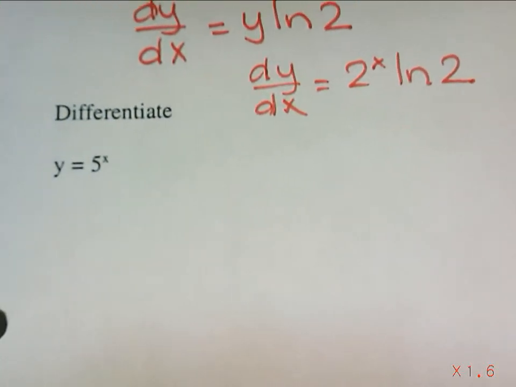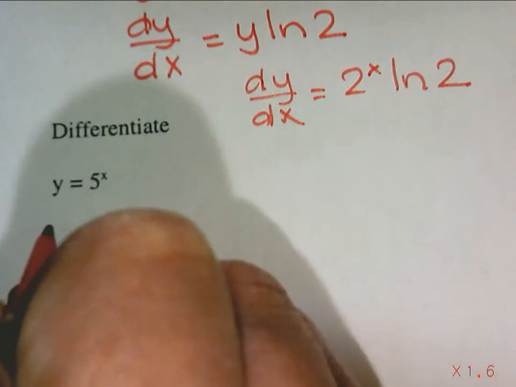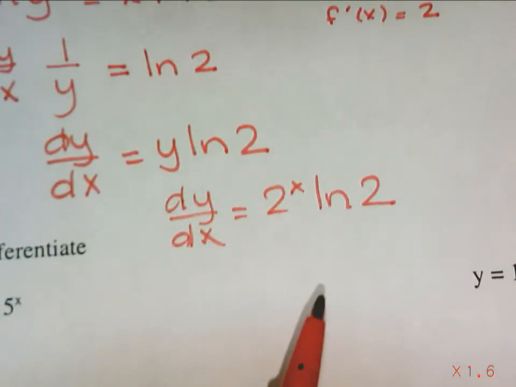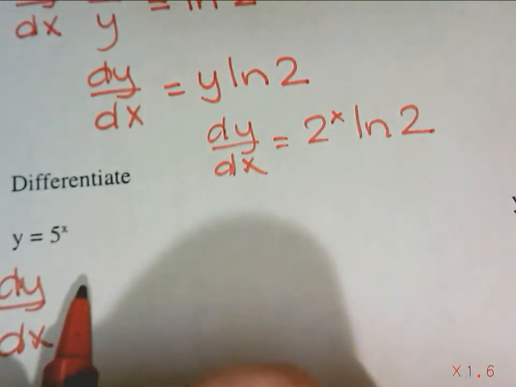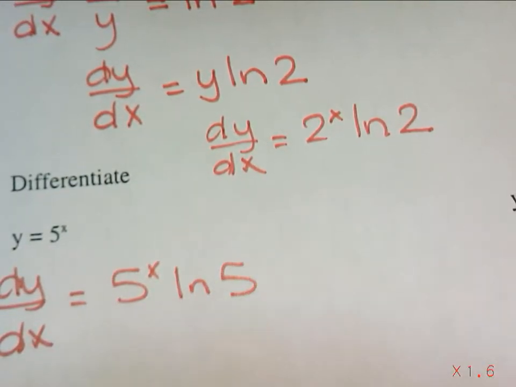So let's look at an example. Let's say y equals 5 to the x. Well, I can say its derivative follows this pattern, which would mean it is 5 to the x ln 5.